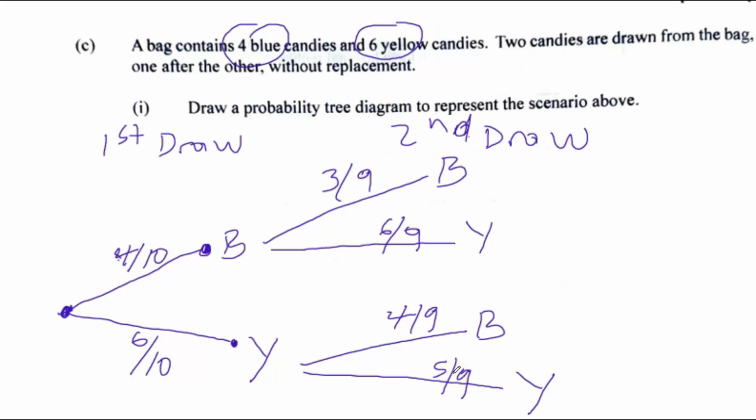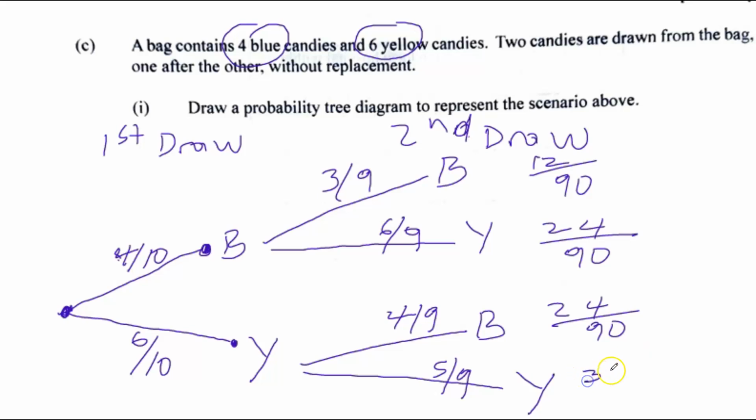And then to get what we put at the end here now, we simply multiply along the branches. So 4 over 10 times 3 over 9, 4 times 3, 12; 9 times 10, 90. 4 over 10 times 6 over 9, 4 times 6, 24; 10 times 9, 90. Down here, 6 over 10 times 4 over 9, 6 times 4, that's 24; 9 times 10, that's 90. 6 over 10 times 5 over 9, 6 times 5 is 30. Remember, when you're multiplying two fractions, numerator by numerator, denominator by denominator. So 10 times 9, 90.